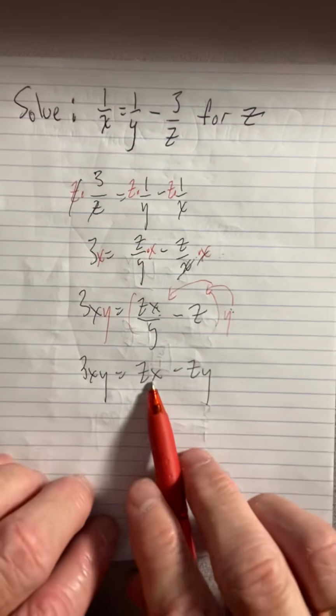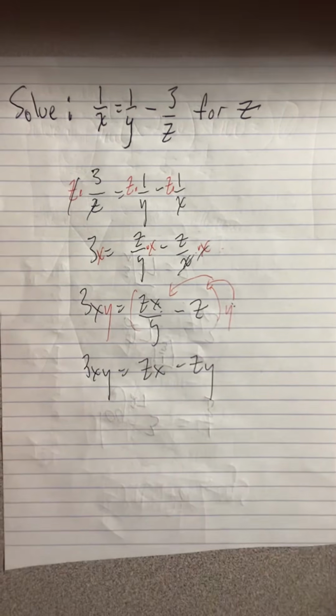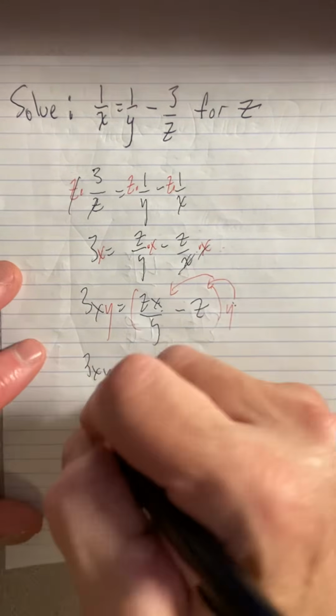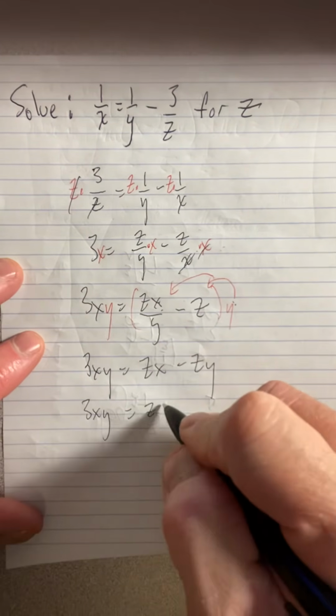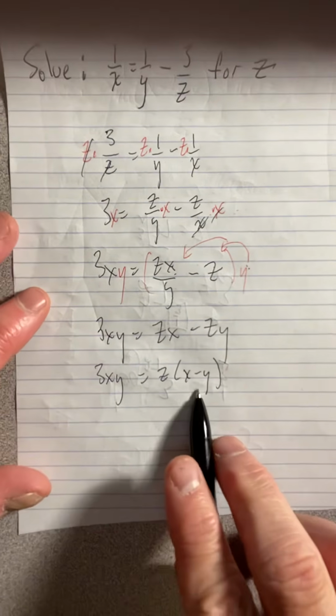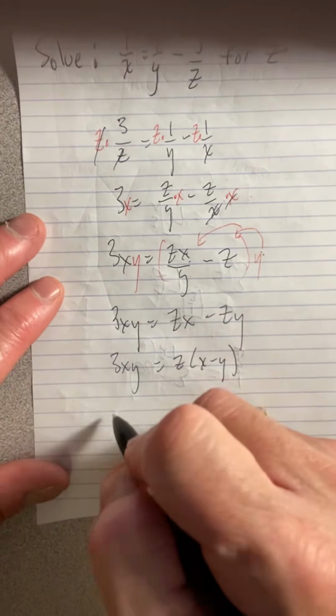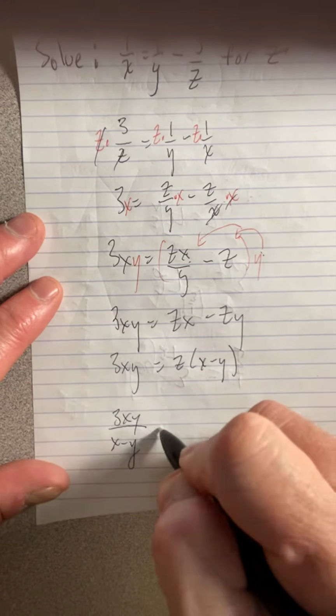Now, I would like to add up all these z's, but they're dissimilar terms. You can't add dissimilar terms, but what you can do is, what's our favorite F word? That's right, factor. We can factor out a z. And now I can divide both sides by x minus y. So I have 3xy over x minus y equals z.